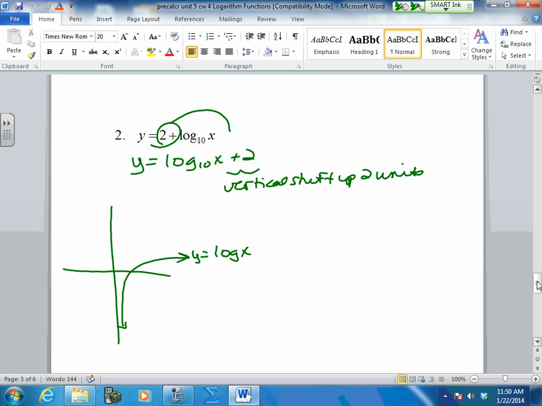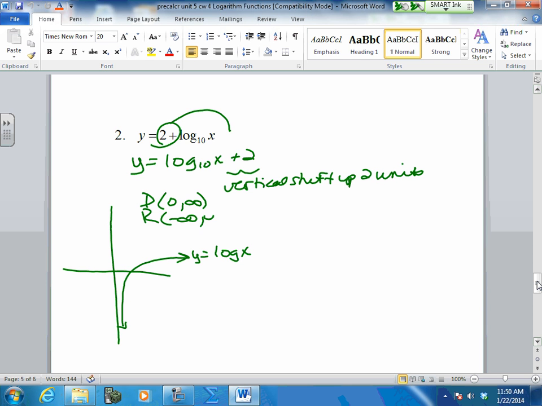Okay. Is your domain going to change in this if we're shifting vertical? No. So your domain is still the same. In this one, if we shift vertical, will your range change? So what will your new range be for this? Where's your range going? It's still going from here to infinity, right? So your range doesn't change on this one.